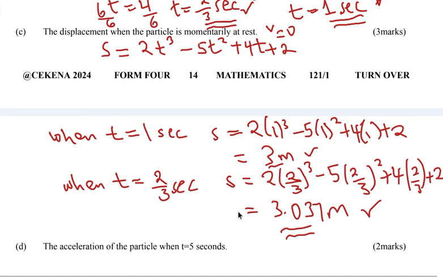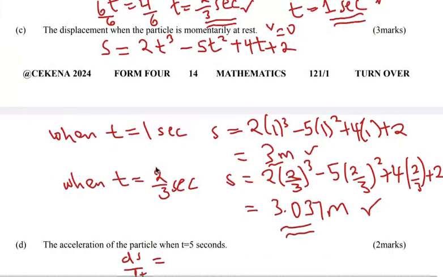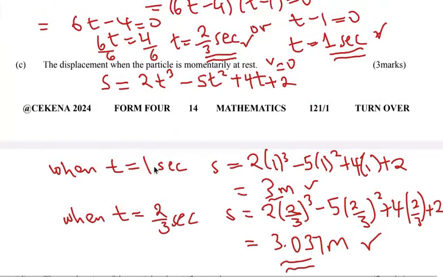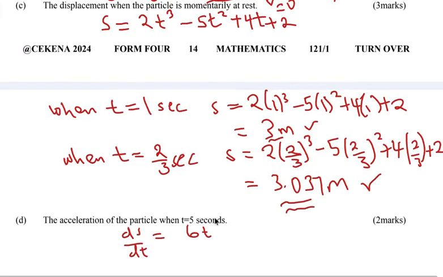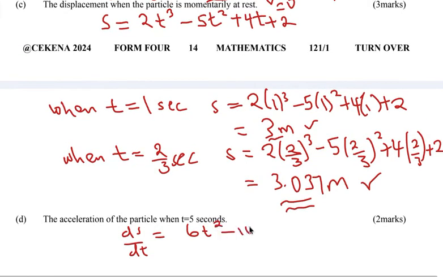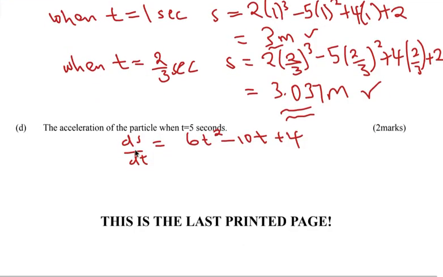So let's go to the last question. The last question, what does the last question say? Naambia the acceleration of the particle when t equal to 5 seconds. So kupata hiyo acceleration lazima udifferentiate velocity. Na velocity tulisema ds over dt, tulidifferentiate nakumbuka, tukapata 6t squared minus 10t plus 4.